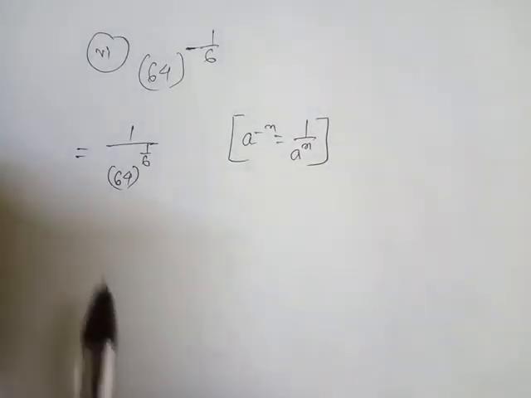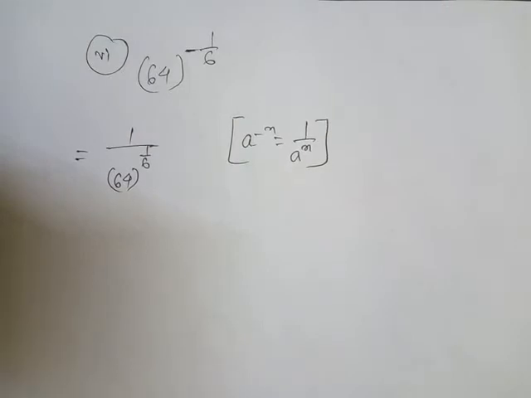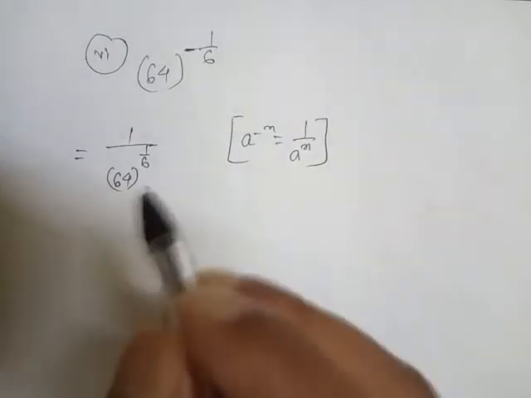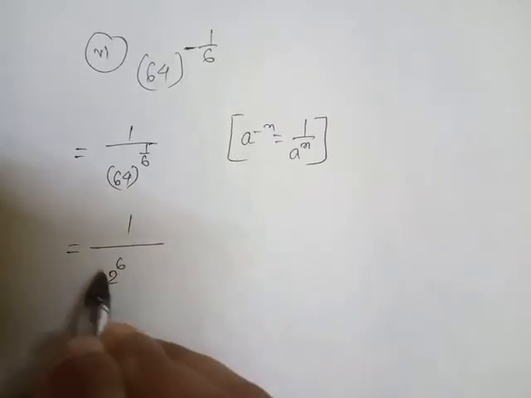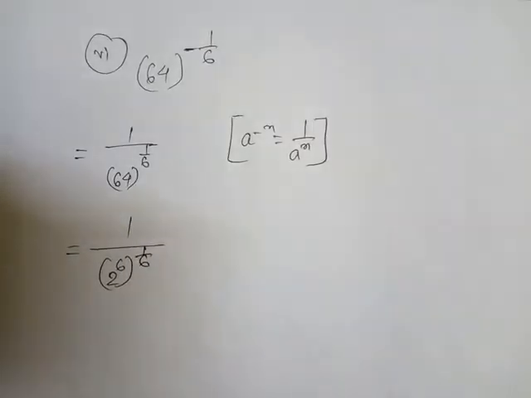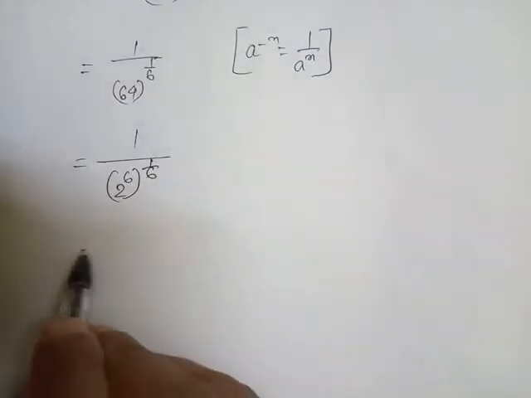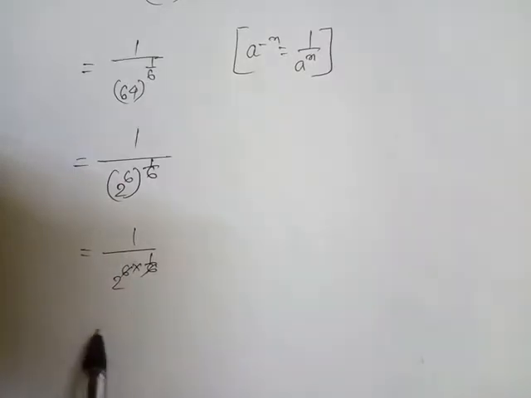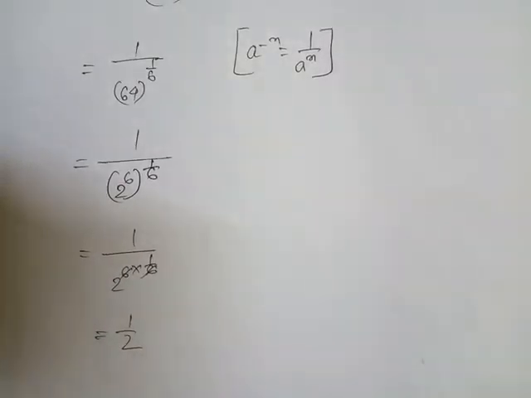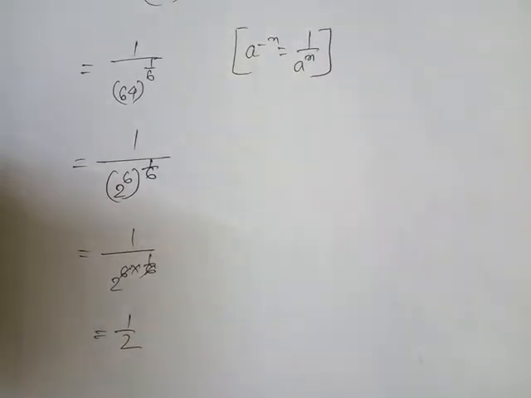If I write 2 to the power 6 — 2 to the power 5 is 32 and 2 to the power 6 is 64 — so 1 by 2 to the power 6, and 1 by 6. Now look at the next step. Here if I remove the bracket, 2 to the power 6 into 1 by 6, cancel these two, the answer is half. This is the answer of Roman 6.